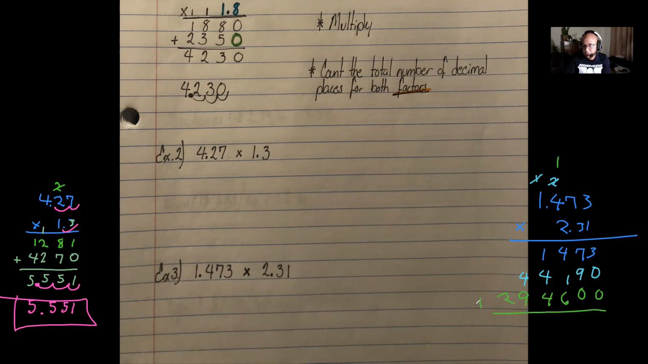Now we're going to add everything together, and that's going to give me 3. 9 plus 7 is 16. 6 plus 1 is 7, plus 4 is 11, plus 1 is 12. 4 plus 4 is 8, plus 1 is 9, plus 1 is 10. And 9 plus 1 is 10, plus 4 is 14. 2 plus 1 is 3. So I have 3, 4, 0, 2, 6, 3.